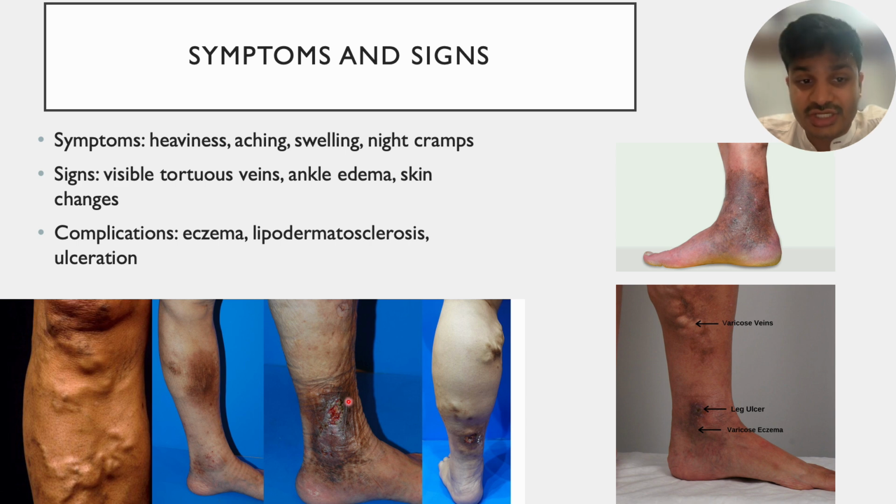Here there are skin changes, along with that there is a venous ulcer. Here also there is a venous ulcer, skin change, and these dilated superficial veins. Here there is a component of eczema also, and also lipodermatosclerosis. Here again you can see varicose veins and a venous ulcer again.